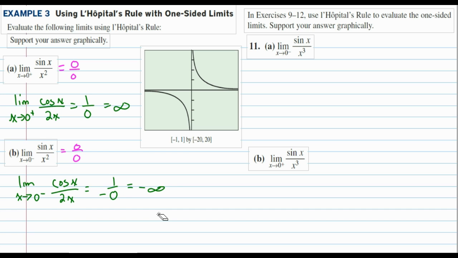Now try problem number 11. It says use L'Hopital's rule to evaluate the one-sided limits and support your answer graphically. Alright, so first I'm going to plug in 0 and see what I get. Surprise, surprise, I get the indeterminate form 0 over 0.